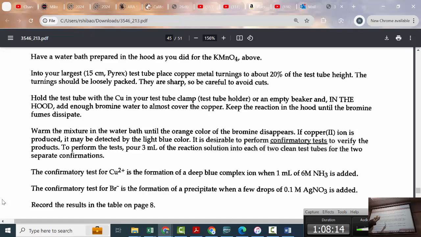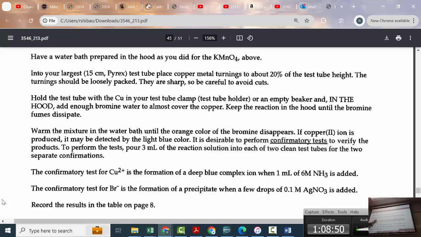In your largest test tube, place some copper metal turnings. This is like a copper wire kind of fiber, to about 20% of the height. The turnings should be loosely packed. Don't pack them down in there. They're sharp, so avoid cuts. So we just get some scissors and cut the copper turnings. Hold the test tube with a test tube clamp or an empty beaker. So we could use a clamp. With the beaker, at least you don't have to hold it all the time. So you could use a beaker.